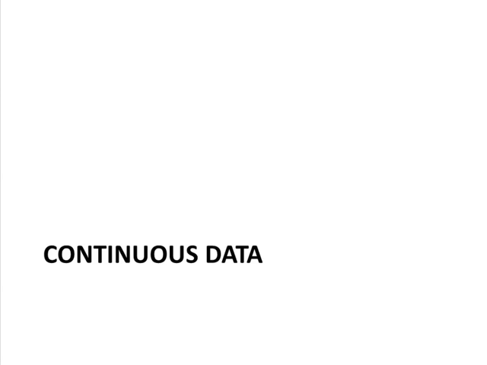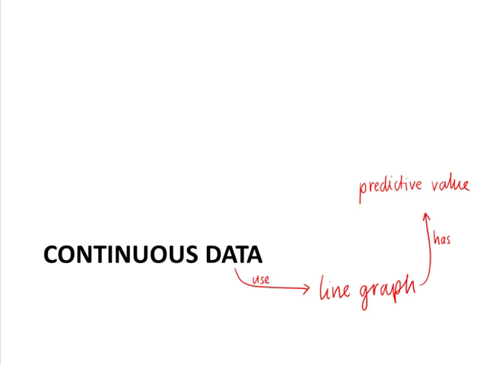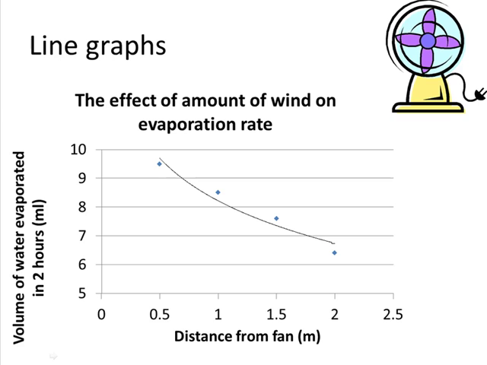If our data is continuous, then a line graph is a good choice. Why? Because a line graph has predictive value beyond just your measurements. What do I mean by that? Well, let's look at this example to understand.